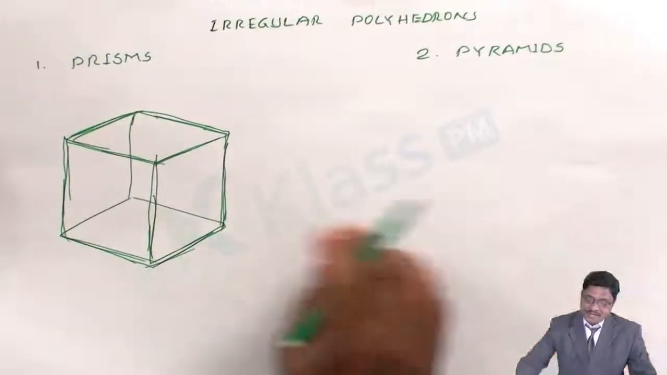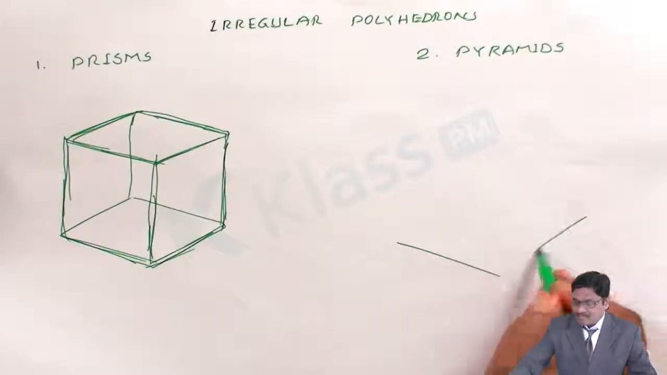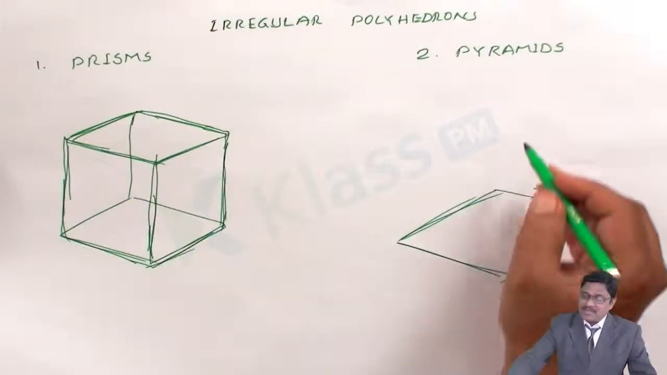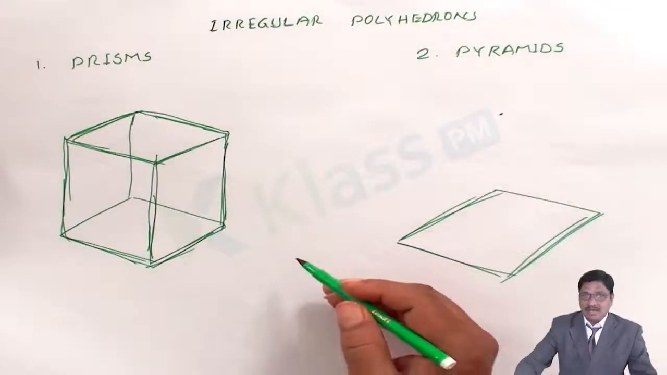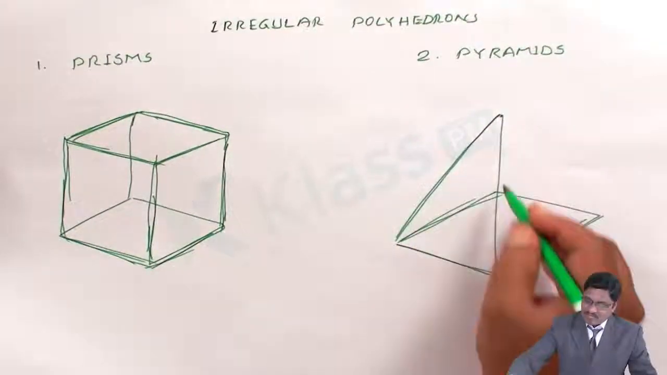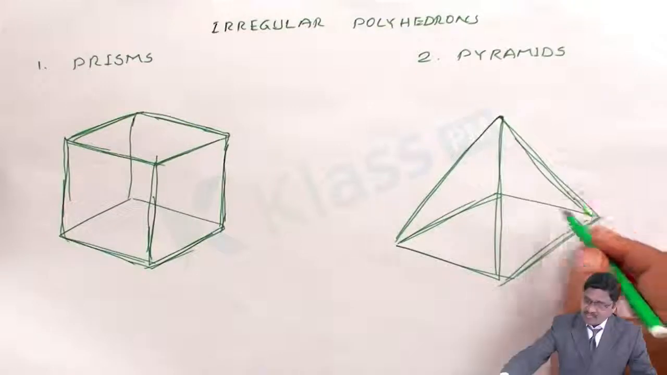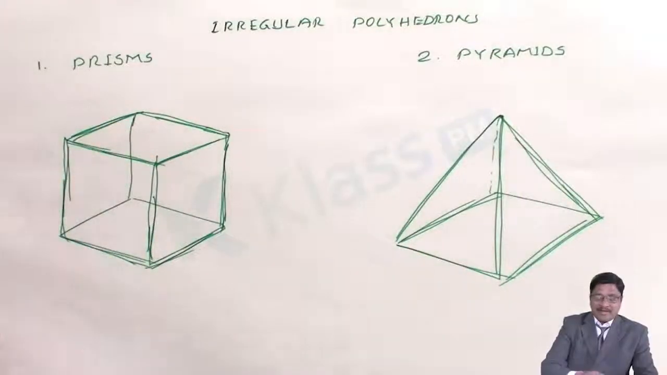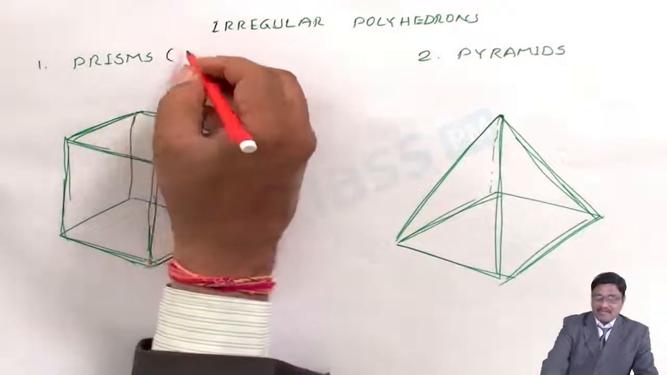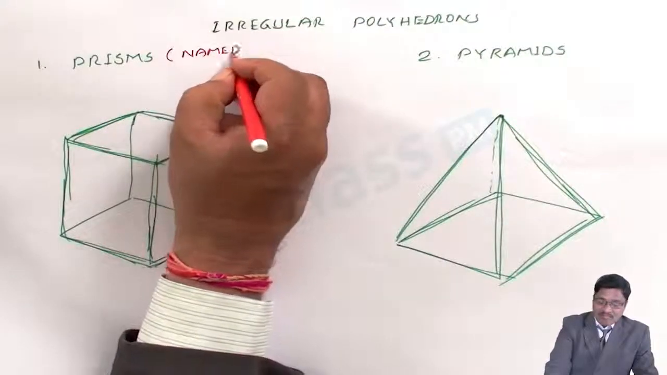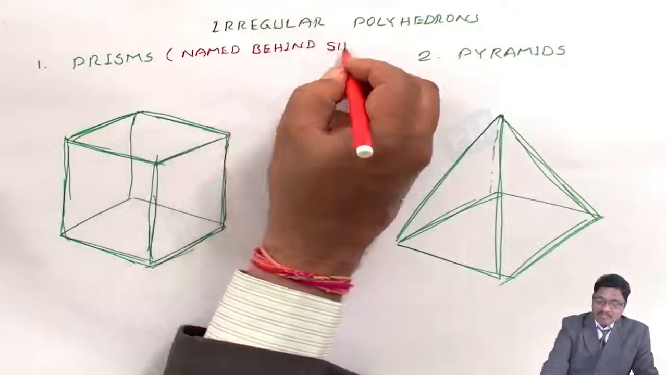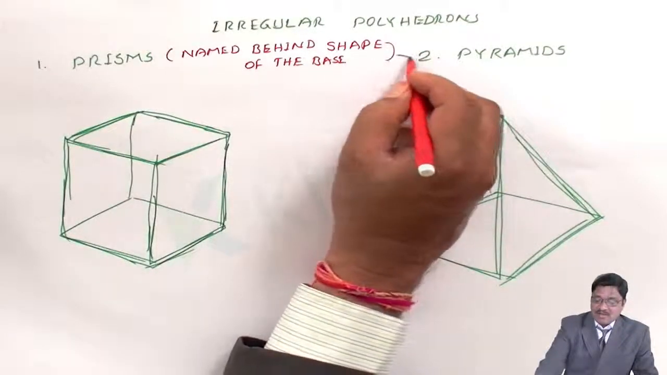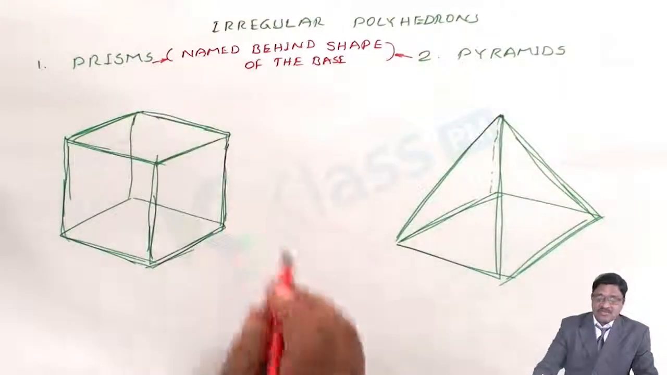Compared to the pyramid, what is the difference? The same square shape I may consider here, but on top we have only a common single point. So this is the difference between prism and pyramid. These are named after the base shape. Any prism or pyramid is named by its base shape.